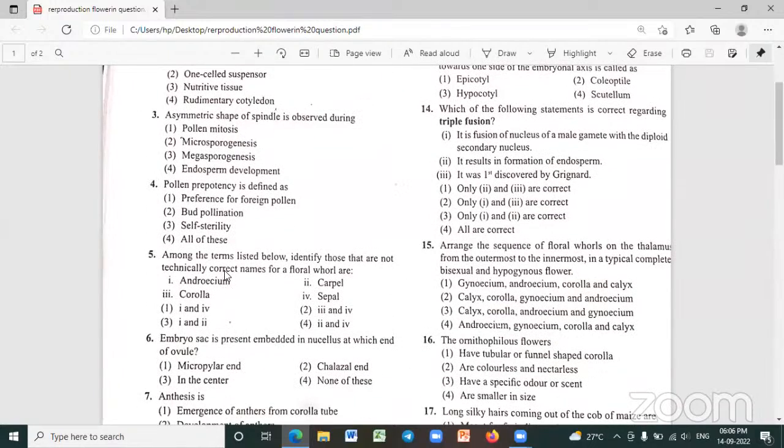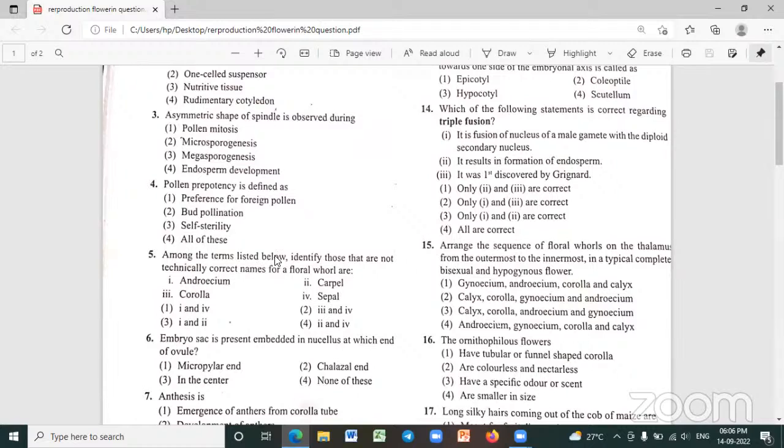Then among the terms listed below, identify those that are not the technical correct name for the floral whorls. Already you know what the floral whorls are. Already you studied: calyx, corolla, androecium, and gynoecium. Here, androecium is given, corolla is given. This one is called carpel; the carpel you have to mention in the gynoecium. Sepal is otherwise called calyx. So these are the two things. Which one do you know?